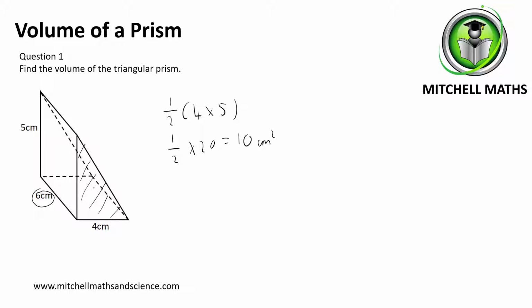And now we've got the area, we can multiply that by 6 to get the total volume. 10 times 6 is 60, therefore 60 centimetres cubed is the volume of the triangular prism. So first find the area of the face and then times it by its length or by its height if it's stood up tall.